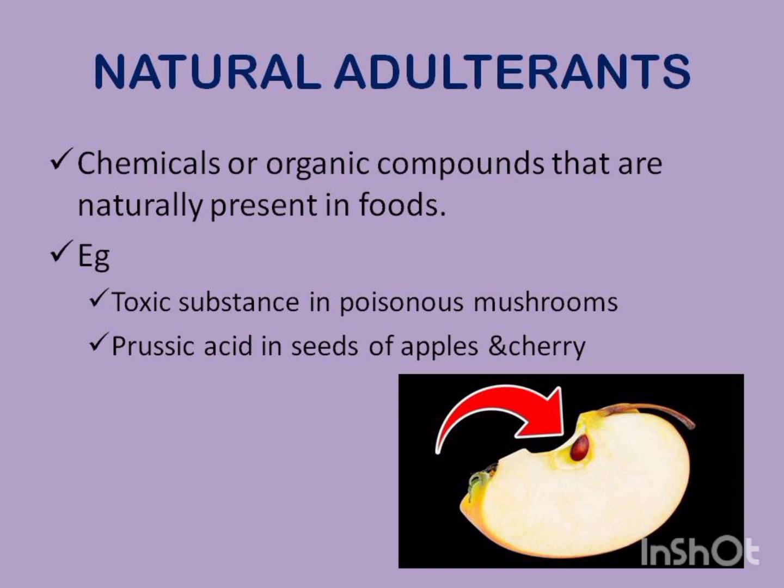And in apples, cherries, and so on, we must have noticed some seeds, right? In those seeds, there is a certain kind of acid called prussic acid. This acid is an adulterant for those apples and cherries, which undergo a process called adulteration. So this is the best example of natural adulterants.